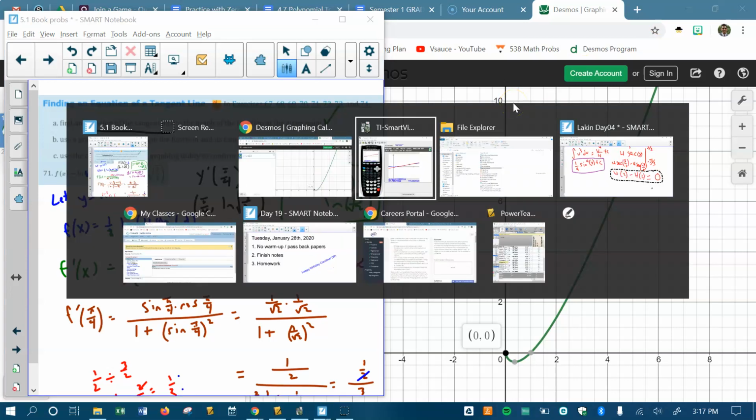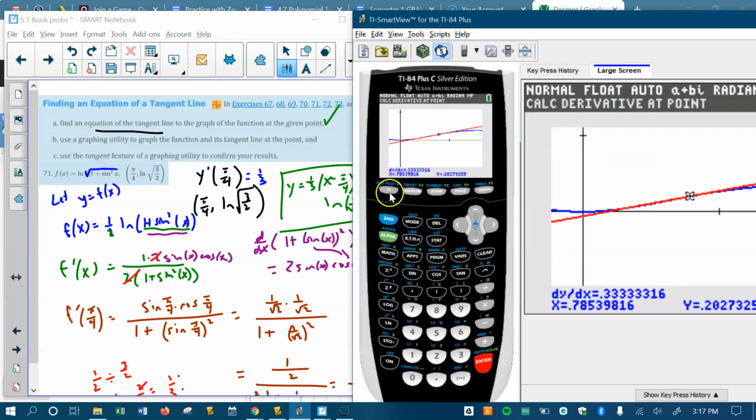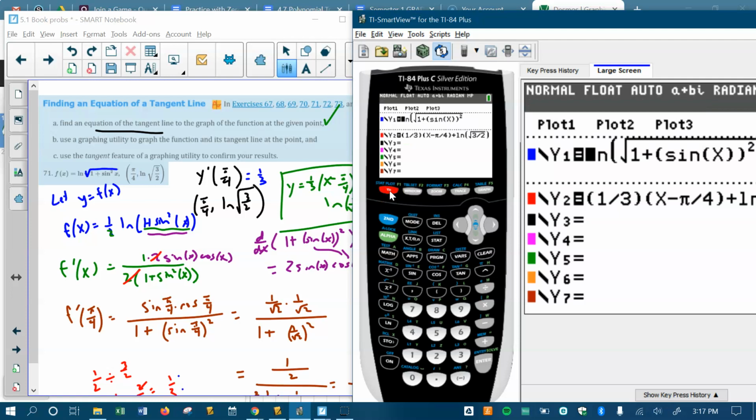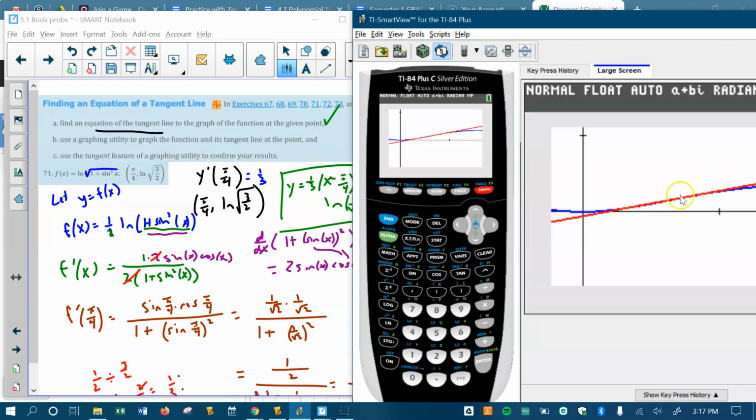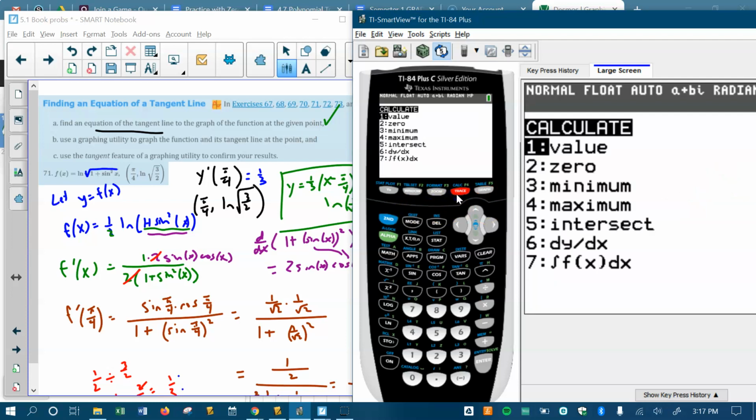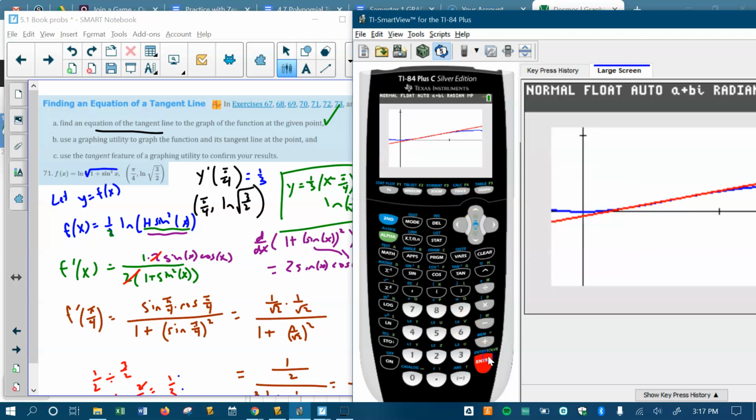For B, not really big on this one, but let's just do it anyway. Here's the graph. I entered y1 as f of x, y2 as our tangent line, and that's what it says to do. Use the graph utility, graph the function and the tangent line at the point. And I zoomed in on this point, and this graph looks about tangent. The point that you're interested in is going to be right here. And at this point, the red line does look tangent to the blue curve. So it looks good there.